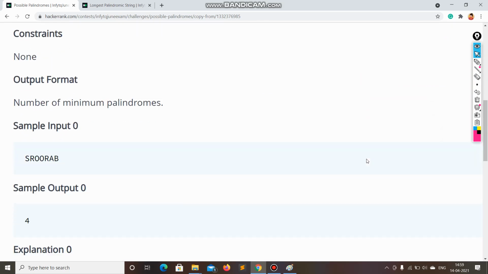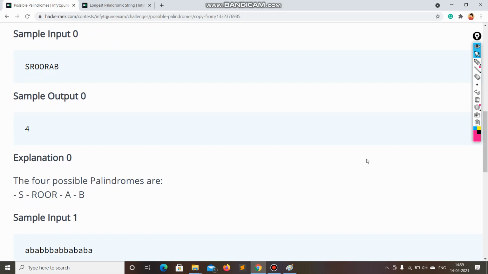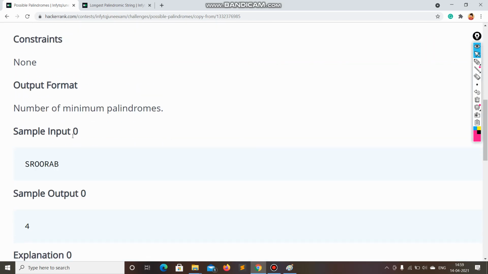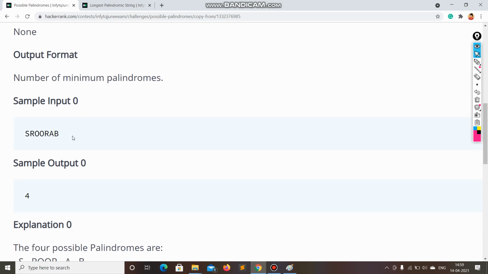So we can directly go into the input. What is the given sample input? There are no constraints. Okay, so the input is S R O O R A B. Here I'm simply explaining.